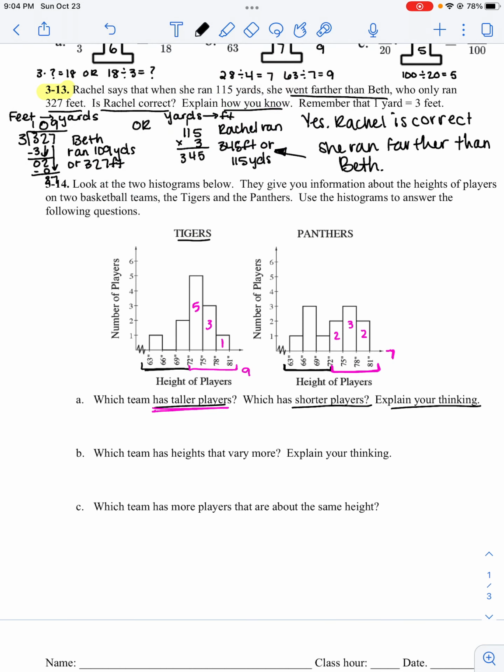So the team with the taller players is the tigers. So the tigers have taller players.